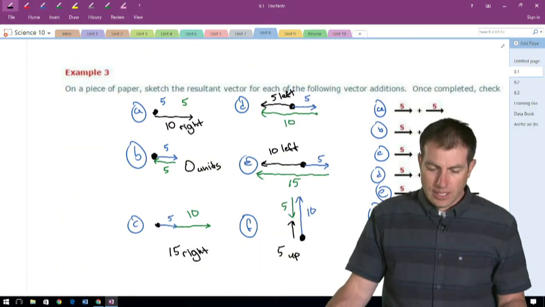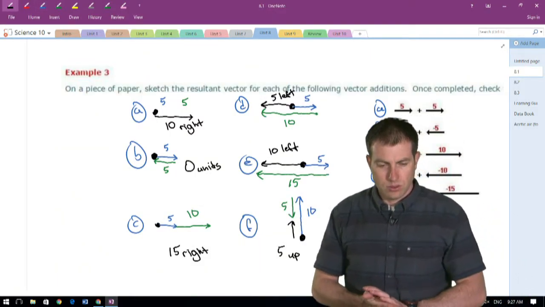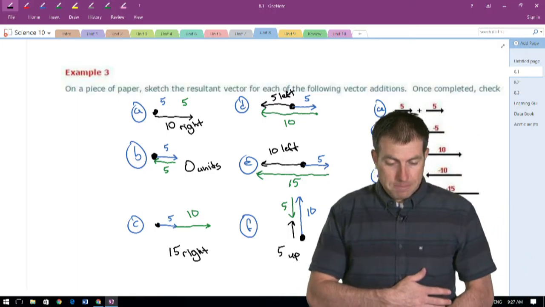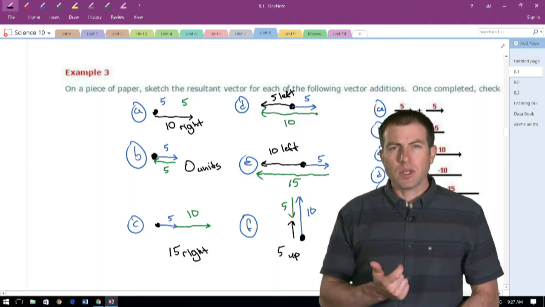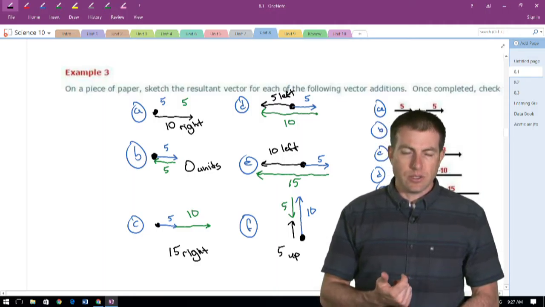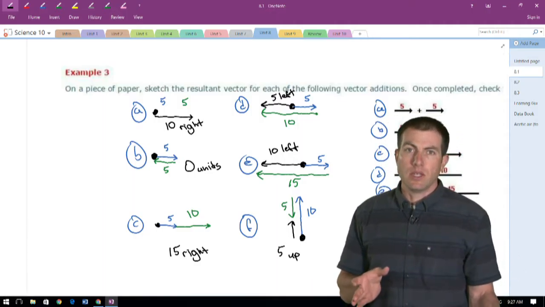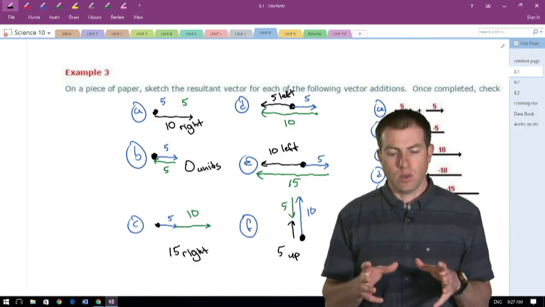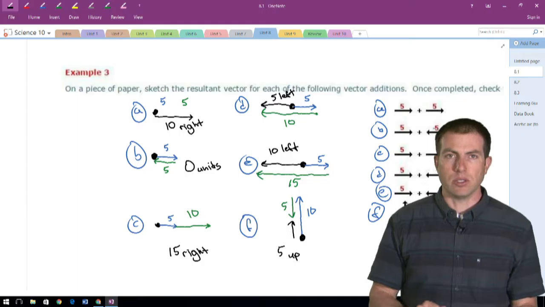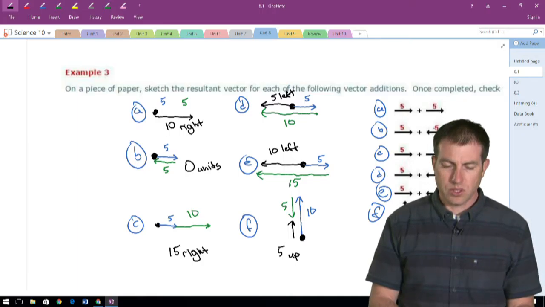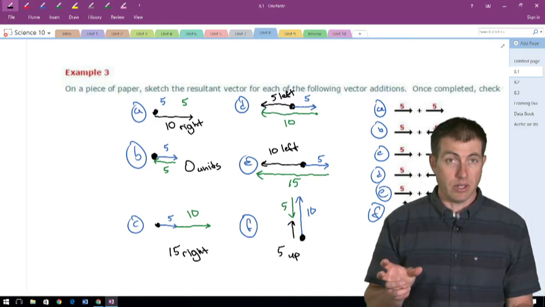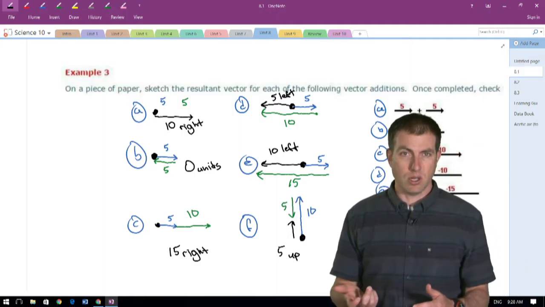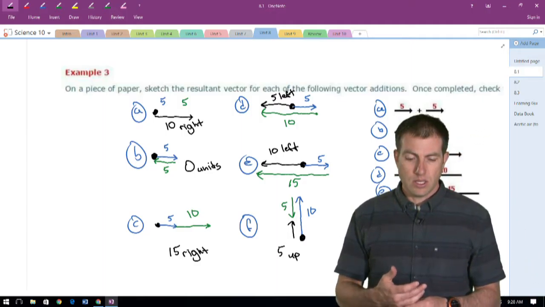All right, guys. Hopefully you had a chance to try those last few. The important thing about drawing these vectors or these arrows is that the number is loosely tied to the actual length of the arrow you're drawing. So, if you see an arrow that's 5 and then you have another arrow that's 15, the second arrow should be 3 times longer than the first arrow.